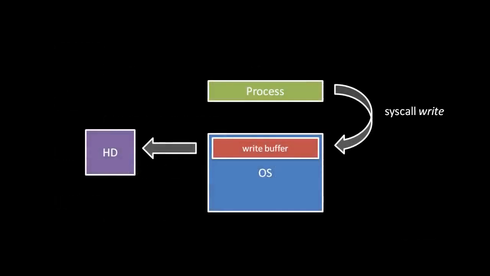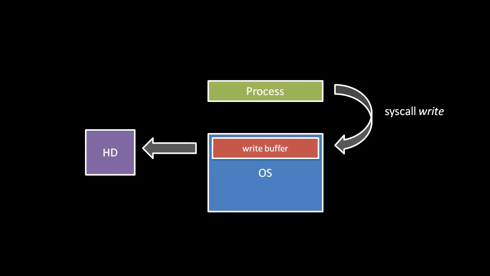So, looking at the write system call, here's what happens in the default case. If we are writing to a file on a storage device, like say a hard drive, the data is not actually directly copied from the process to the hard drive. Instead, the call to write will copy that data from the process to a buffer in memory outside the process and controlled by the operating system. And then from there, the operating system will write the data from the buffer to the actual storage device.